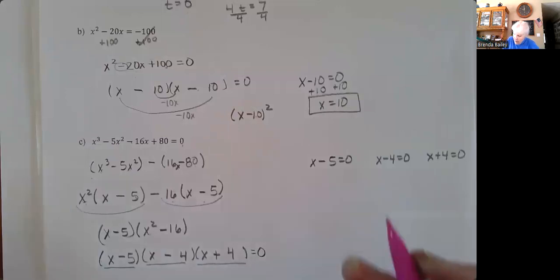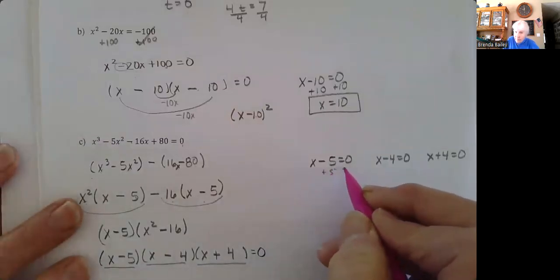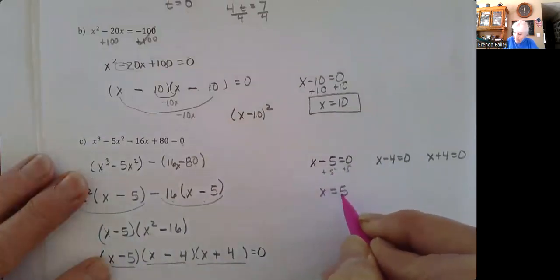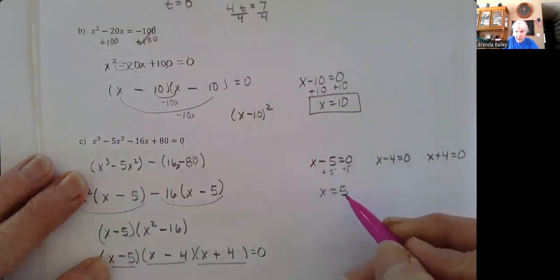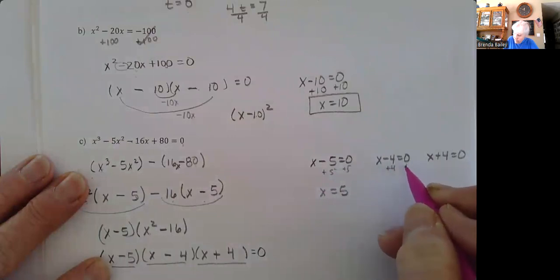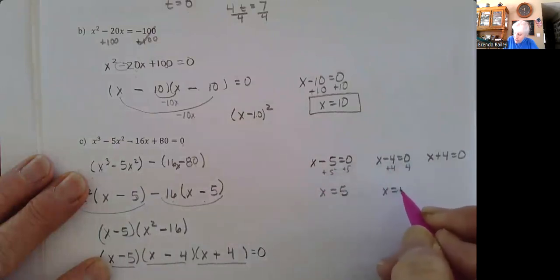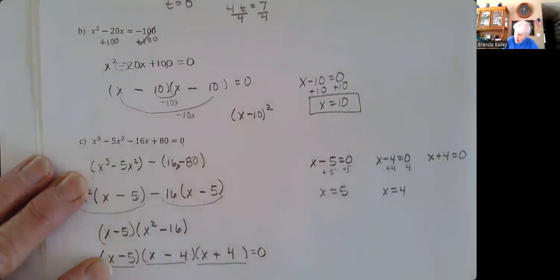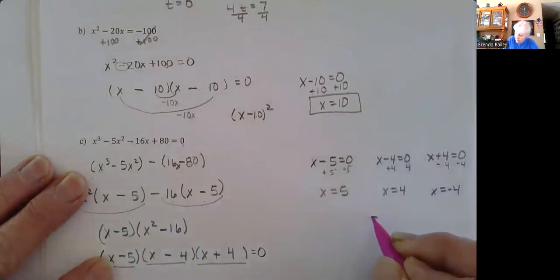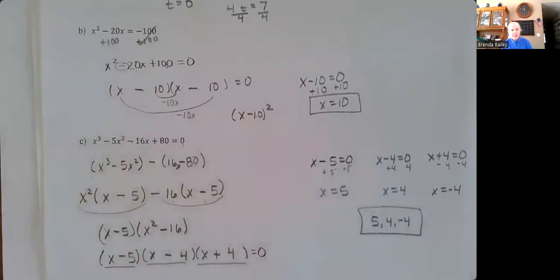Let's see, add 5. And we've got x equals 5 as a solution. It'll cross your x-axis at 5, this graph would. Add 4. It would cross your x-axis at 4. Minus 4. It would cross your x-axis at a minus 4. Those are your 3 solutions. Crosses the x-axis 3 times.